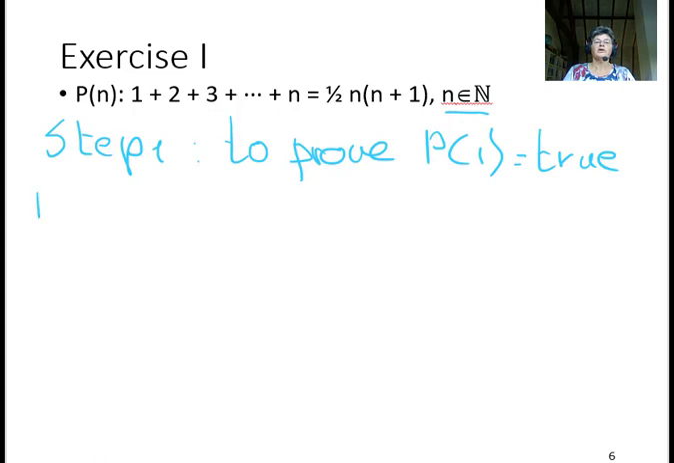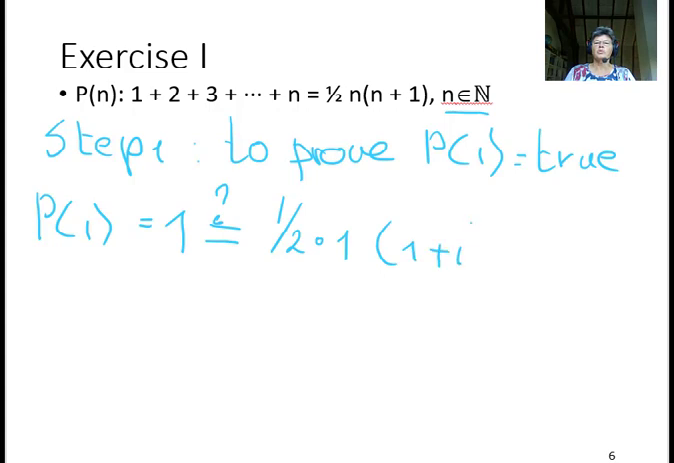Okay, let's try. So P(1) would be, I'm quite fast finished because that's only one element, equals 1. And I should prove that this is equal to a half times 1 times (1 plus 1). So this should be a half times 1 times 2. Well, that is 1, so that's it. That's never a big deal. So to prove that the first domino is true is quite straightforward.